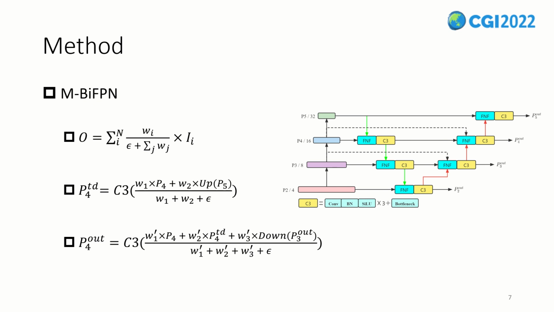Represents the output feature map at level 4 on the bottom-up path. Up and down represent upsampling and downsampling operations respectively. F and F means using fast normalized fusion algorithm to fuse different features. C3 block contains two parts, three convolutional blocks and several bottlenecks.